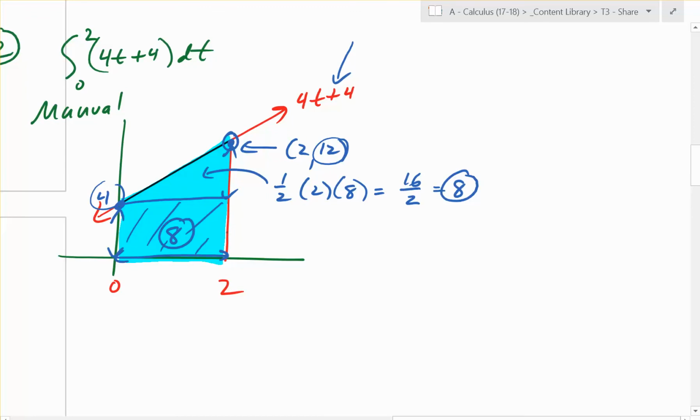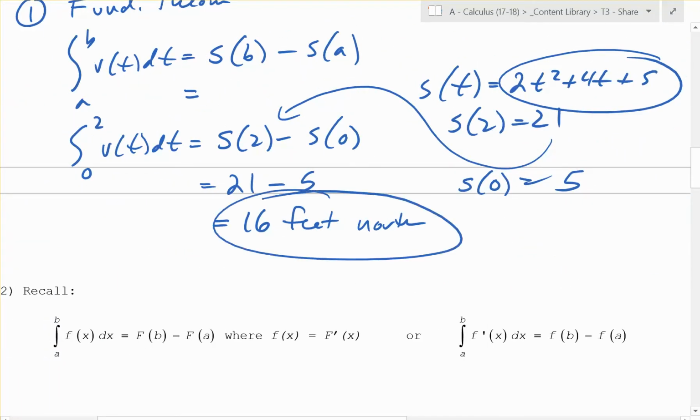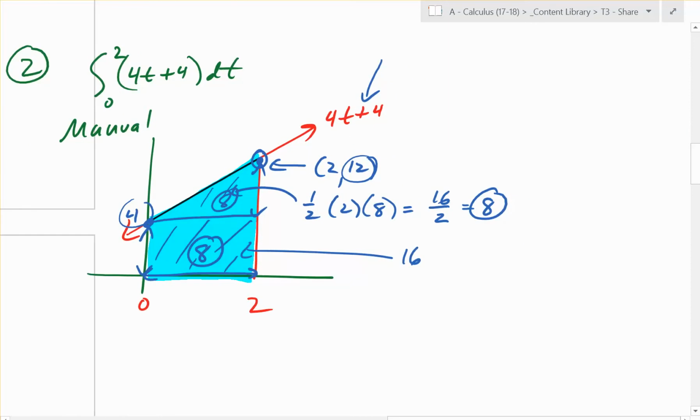So you just found out that the area right here, this whole area, is 16. And remember, it's not to scale. This should be a lot steeper. That's why it doesn't really look like that's 8, but it's 16, which does match what we have right here. So we got the same answer. The second method was to find the area manually of that shape. Because it's a shape with straight edges, we can find the area in a relatively straightforward manner.